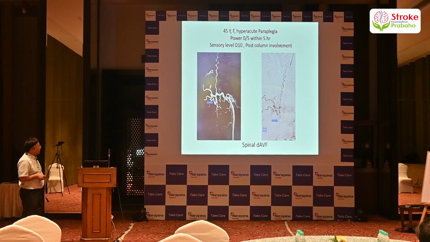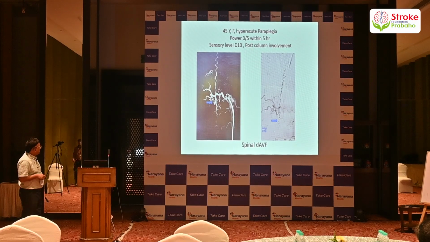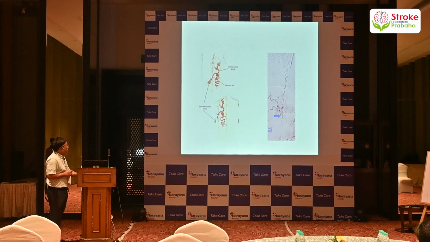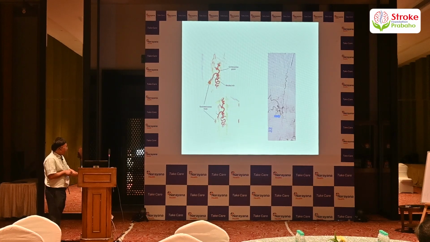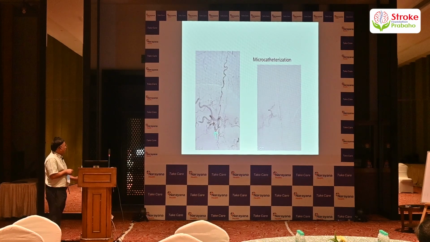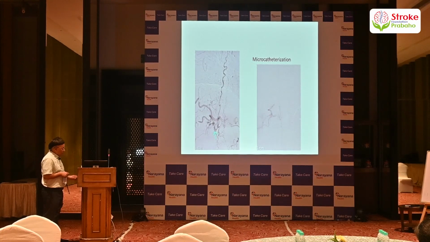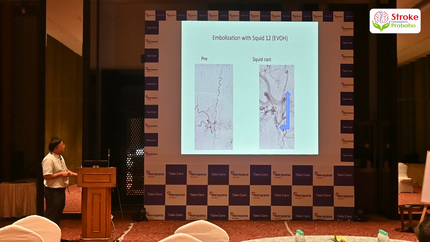So this is the spinal angiogram. This is the radicular artery, and this is the radiculomeningeal artery, and this is the site of fistula, and this is the perimedullary vein. So this was the site of fistula. The microcatheterization was done up to here. We could not reach exactly to the fistula, so we thought that we would inject the squid here.